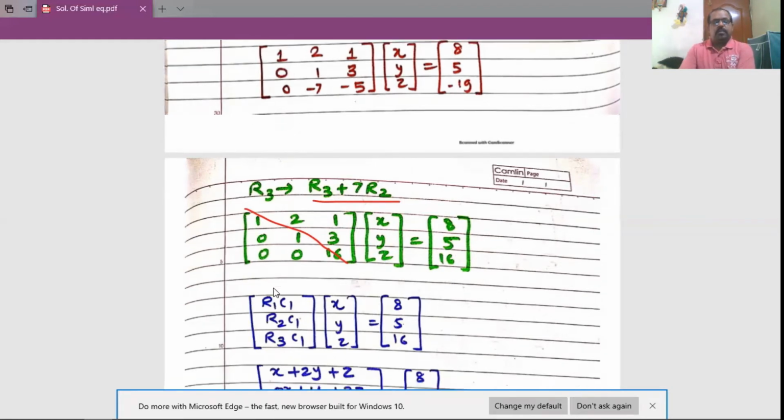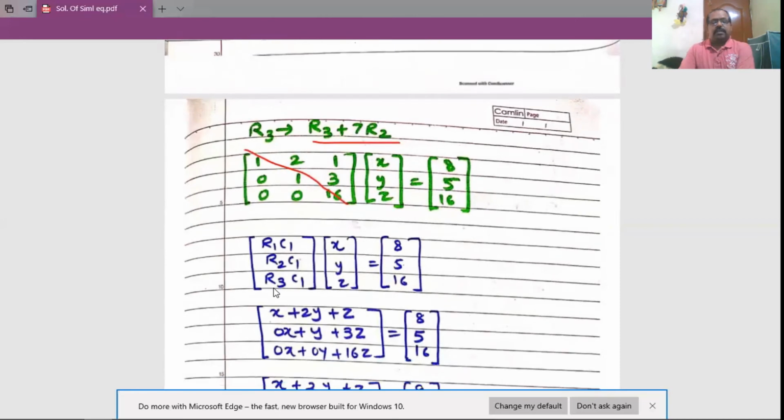Then we have R1 C1, R2 C1, R3 C1. They will be like this. So we have to multiply each element of row 1 to the corresponding element of column 1. That is, the first element should be multiplied to the first element, that is x. 1 into x will be x, plus the second element multiplied to the second element, that is y. 2 is multiplied by y, that gives us plus 2y, plus this 1 is multiplied to z, that gives us plus z. So I have the first element of this product matrix as x plus 2y plus z.